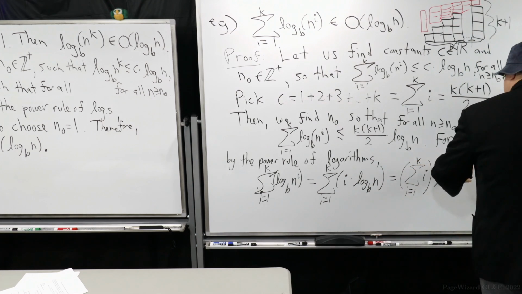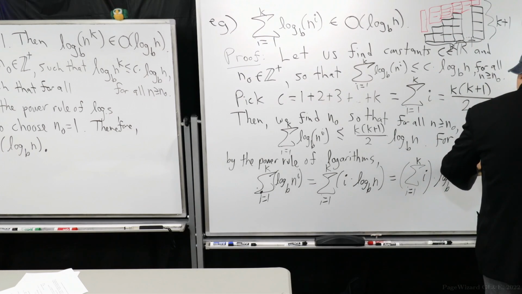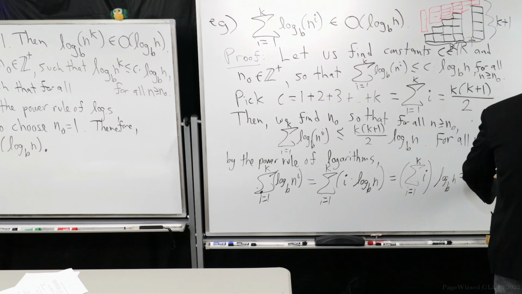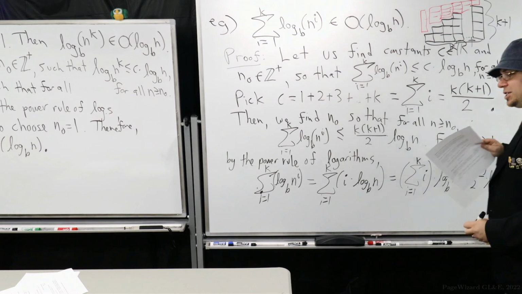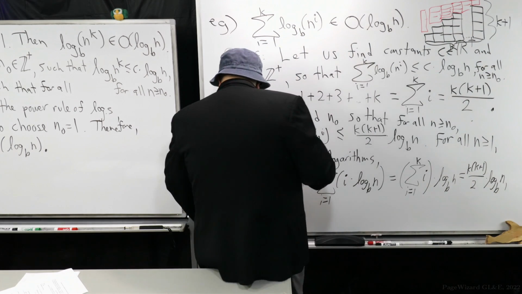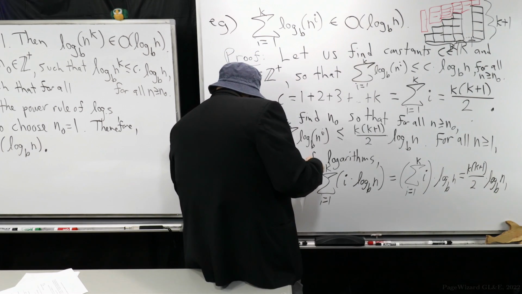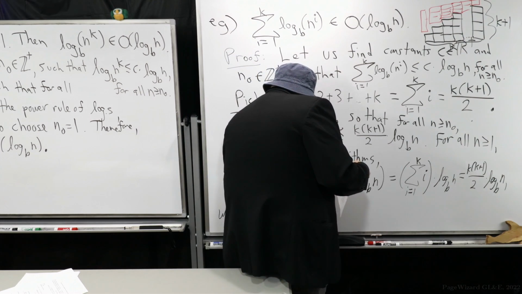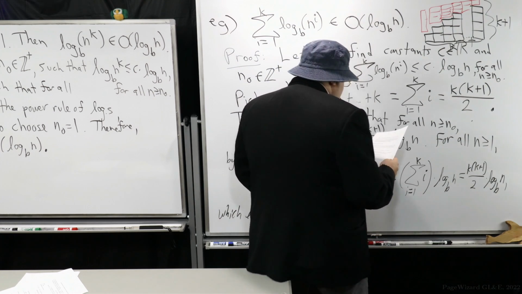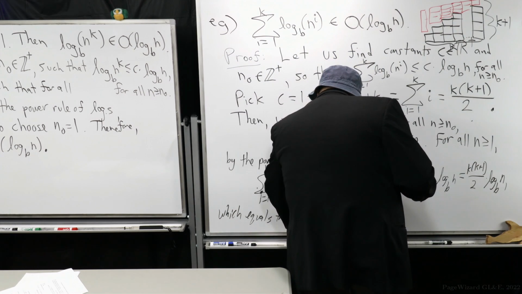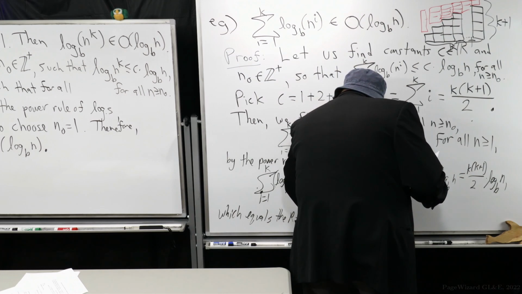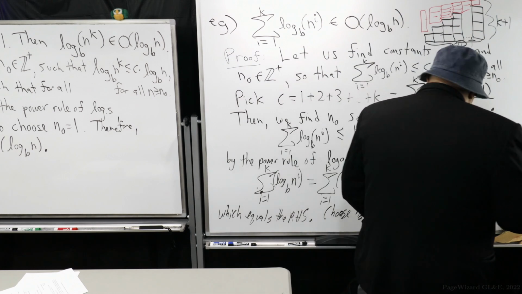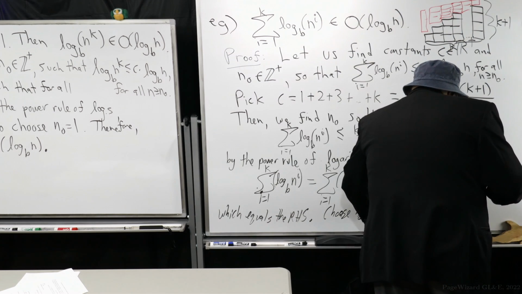But what's this? We already established that's k times (k plus 1) divided by 2 times log base b of n, which equals the right-hand side. So that means that we're going to choose n0 equal to 1, because this statement is true for all n greater than or equal to 1. And then now we can just use the definition of big O and we're done.